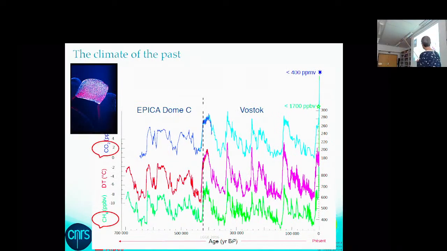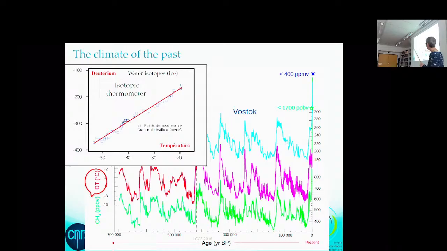So the CO2 and the methane are recovered in the bubbles contained in the ice, and the temperature is a less direct measurement. It's recovered by means of the water isotopes. So there is what we call the isotopic thermometers, a relation between the deuterium content and the temperature. Those are based on surface measurements, and they were quite fine. And they enable us to get from the ice, this time not the bubbles, but the water isotopes in the ice, access to the temperature at which the ice fell.